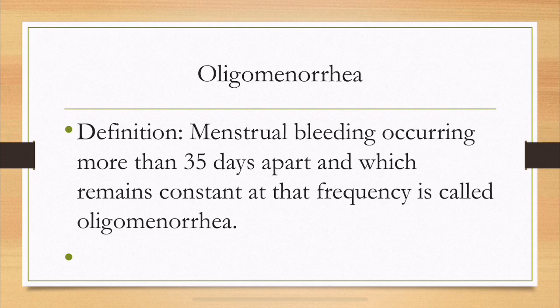Now we move on to oligomenorrhea. When the menstrual bleeding is occurring more than 35 days apart and it remains constant at that frequency, it is called oligomenorrhea. Oligo is scanty, less, few. So oligomenorrhea happens more than 35 days apart. Obviously the cycles are reduced in number. This is oligomenorrhea.